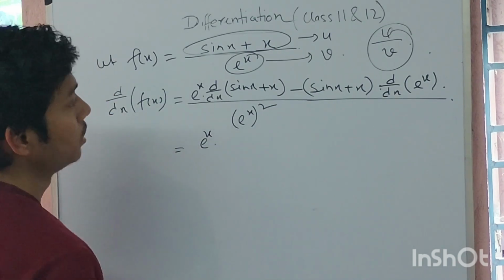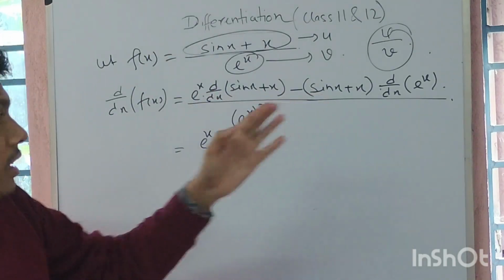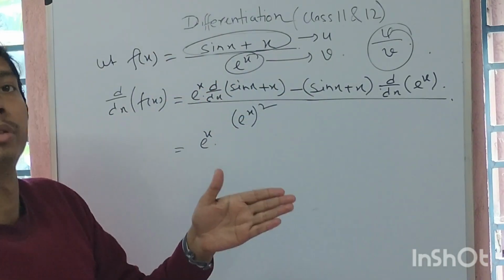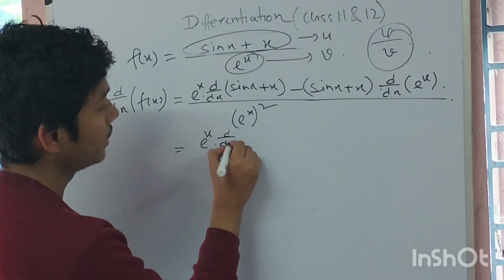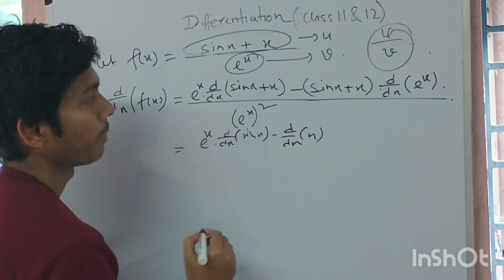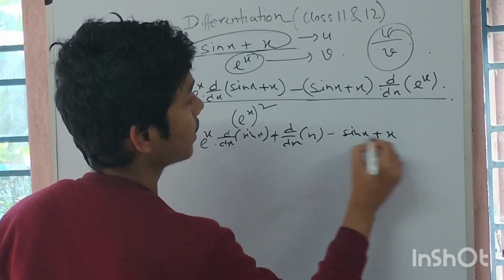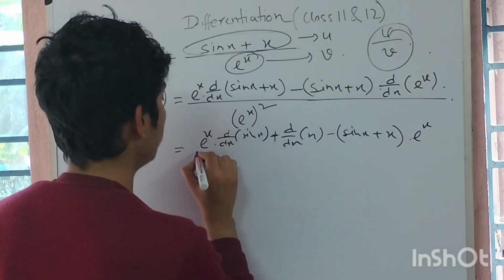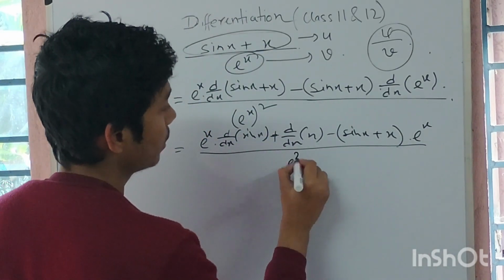Okay. Now just simplify and use the formula of differentiation. e to the power x into d by dx of (sin x plus x). D by dx just breaks. If there is a plus sign or minus sign, it just distributes, because it can be written as d by dx of sin x plus d by dx of x. Okay. Minus (sin x plus x) into d by dx of e to the power x. What is its value? Its value is e to the power x, by (e to the power x) square. It means e to the power 2x.